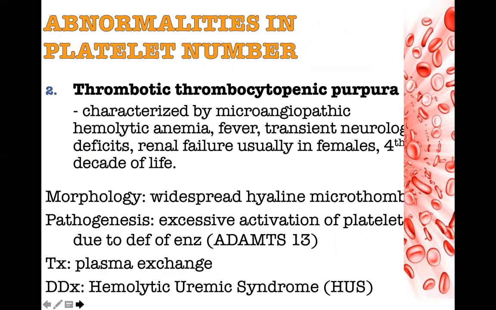The pathogenesis of TTP is excessive activation of platelets due to deficiency of the enzyme ADAMTS13. So what is the role of ADAMTS13? ADAMTS13 degrades von Willebrand's factor. So in its absence, there would be excessive aggregation and activation of platelets. So how do we treat TTP? Most of the time, we treat it with plasma exchange.